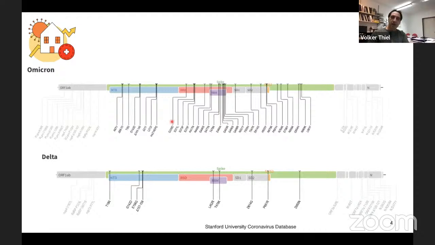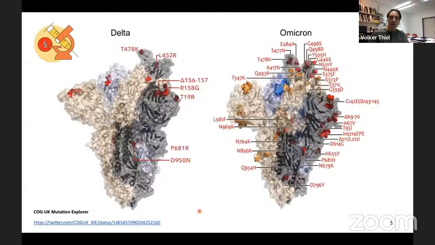So you see here the entire genome, and a little bit enlarged is the spike, and you see immediately that most of the mutations are in the spike gene. And we have here, for comparison, the number of mutations that are found in Delta. So really not as much as we see in Omicron, and that essentially raised concerns.